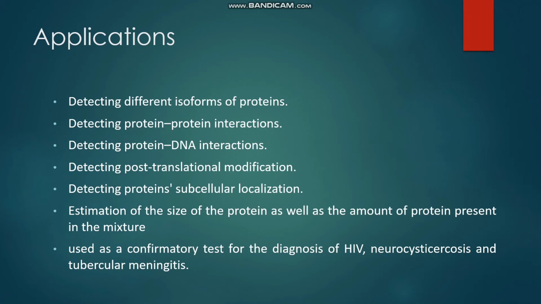Applications. Detecting different isoforms of proteins, detecting protein-protein interactions, detecting protein DNA interactions, then post-translational modification, then detecting protein subcellular localization, and also Western blotting used for the estimation of size of the protein as well as the amount of protein present in the sample mixture. Western blotting is also used as a confirmatory test for the diagnosis of HIV, neurocysticercosis, and tubercular meningitis.